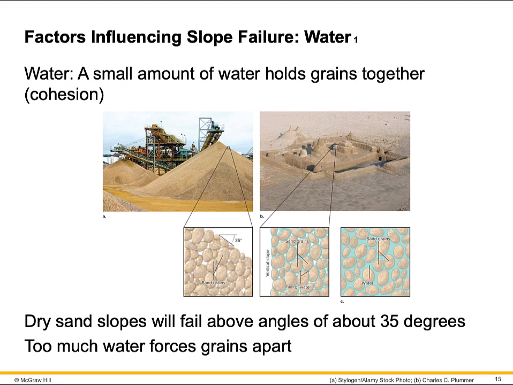Excess water reduces cohesion between grains and allows them to move more freely. It adds weight to a slope, and water supports some of the weight of overlying material, reducing perpendicular force on the slope and reducing friction that counterbalances gravity.